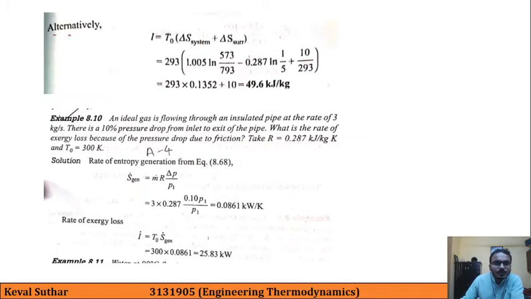Alternatively, we can also get the value of irreversibility by this formula, that is T0 delta S universe, and instead of delta S universe we can put delta S system plus delta S surrounding, and the answer will be same.